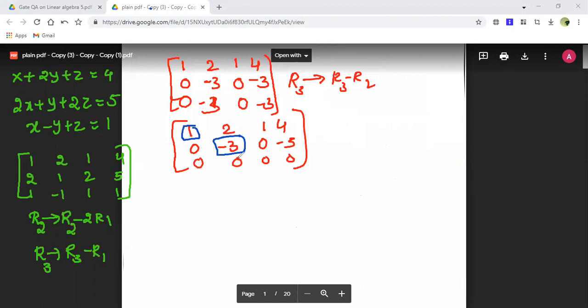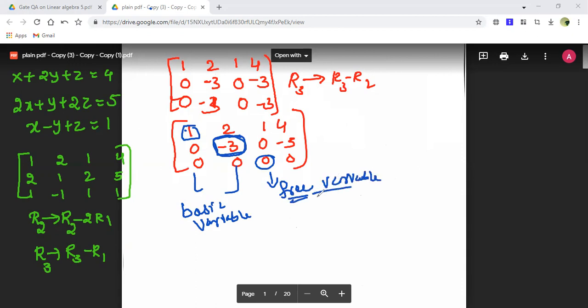Now see, in this particular question, here this is a pivot position, and here this is a pivot position, guys. Whichever columns have a pivot position, those are called basic variables. And a column that does not have a pivot position is called a free variable.